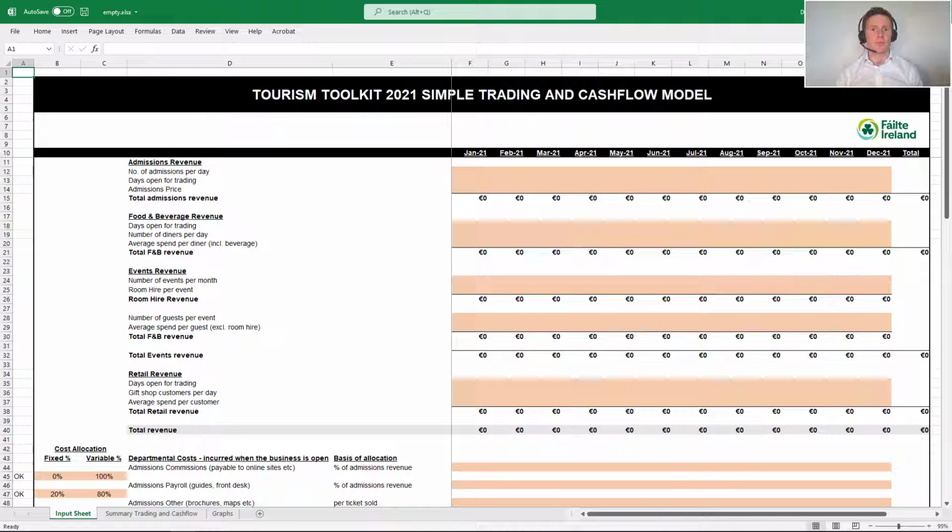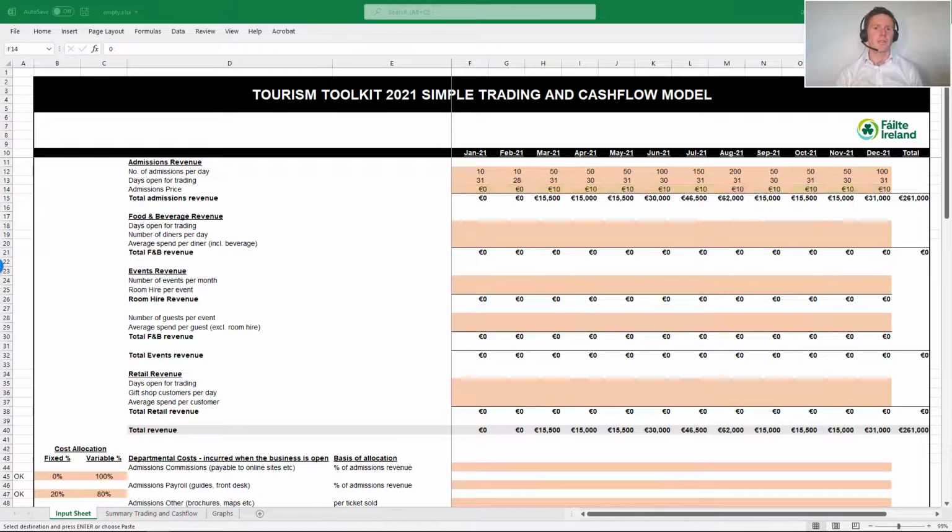For each applicable income stream, you should build a monthly projection by estimating the number of guests and the expected spend per guest. Taking admissions as an example, the number of daily admissions each month should be populated here, days open for trading here, and average admissions price here. The product of these three inputs will generate a monthly admissions revenue projection.